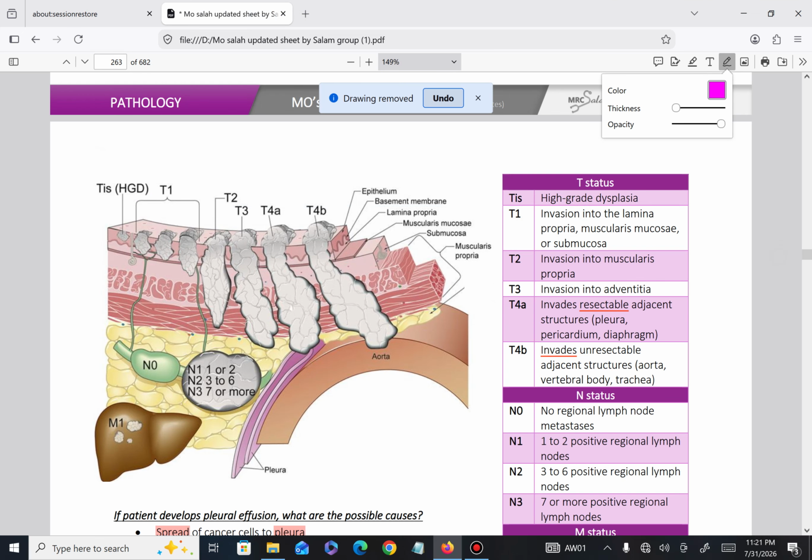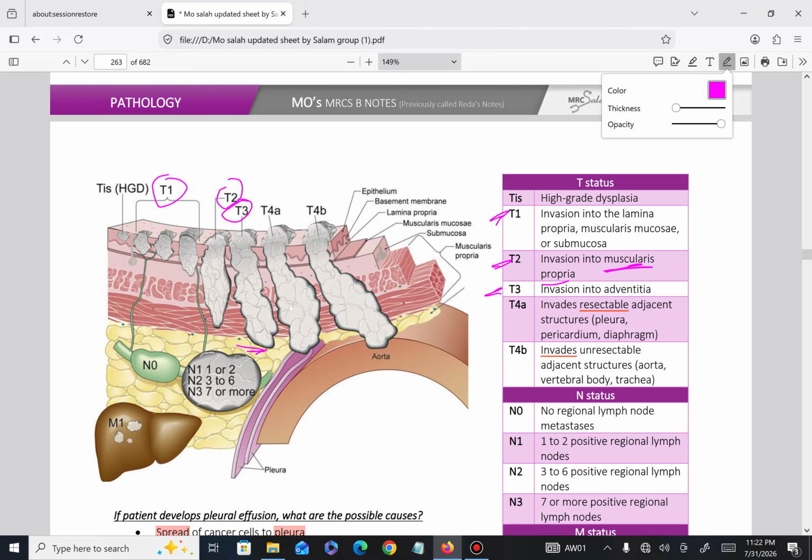Then if the cancer invades the lamina propria, muscularis mucosa or submucosa, then it will be T1 stage. Then T2, if the carcinoma invades into muscularis propria, then it will be T2. Then T3, invasion into adventitia. Okay, this is the T3, it also invades the adventitia.